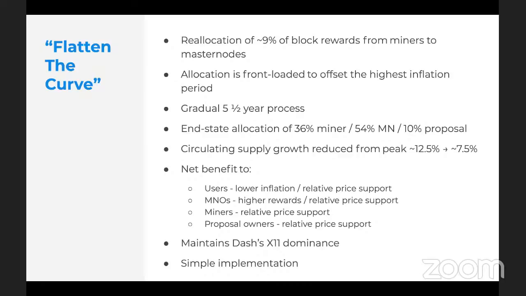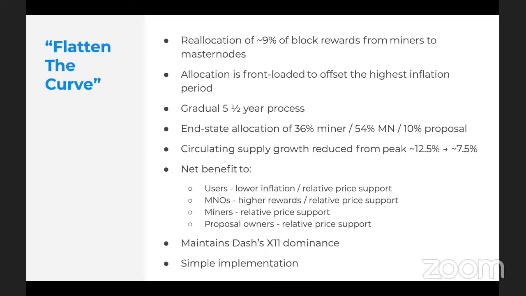The next point is that Dash's X11 dominance is maintained. We'll talk more about security and the dominance of the X11 algorithm in a moment, but that's certainly a concern for people. And then the last thing here is this implementation is simple.